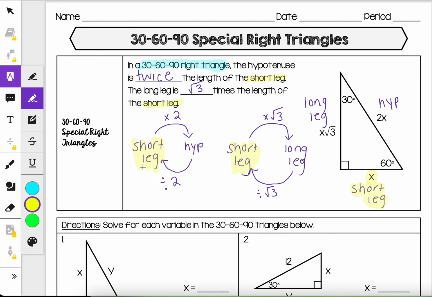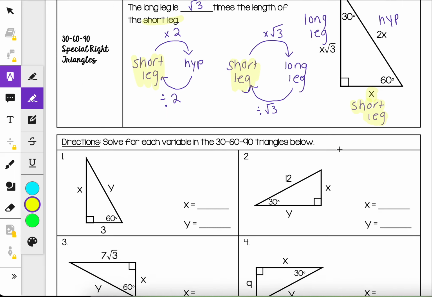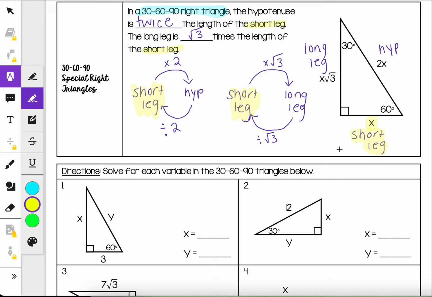Okay, so again, if you're not given the short leg, we're going to see in some examples, that is always going to be the side that you want to find first. These are going to be a little bit different from your 45, 45, 90 triangles because your legs, if you can see, are not going to be the same size like they were in our 45, 45, 90. Okay, so let's do a couple examples.